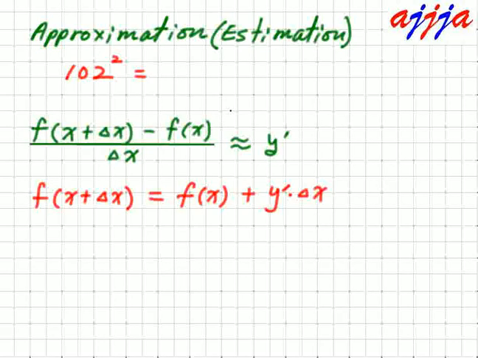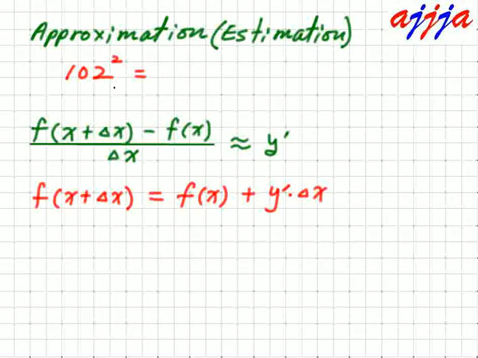We applied the derivative for approximation or estimation. Sometimes, like 102 squared, okay, squared is fine, maybe 102 times 102. But what about 102 to the 7th power, something like that, you know what I mean? Or a decimal number, like 100.6 to the 3rd power.